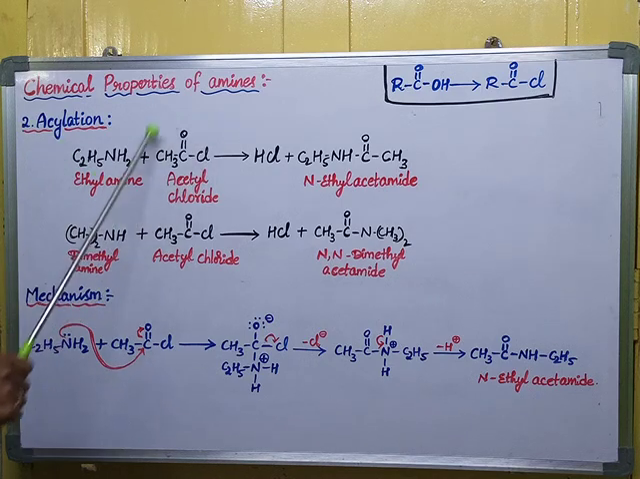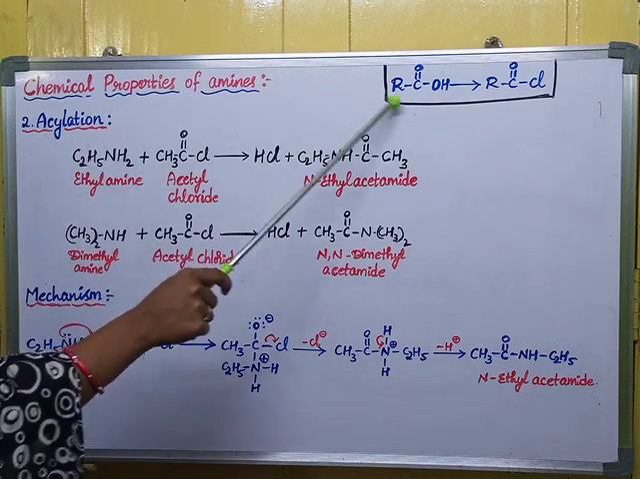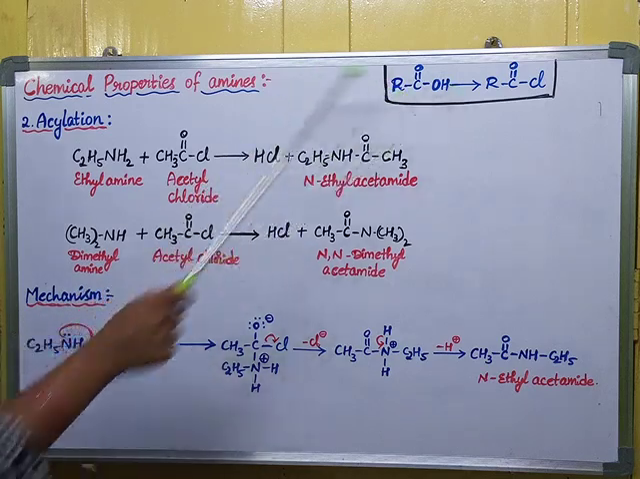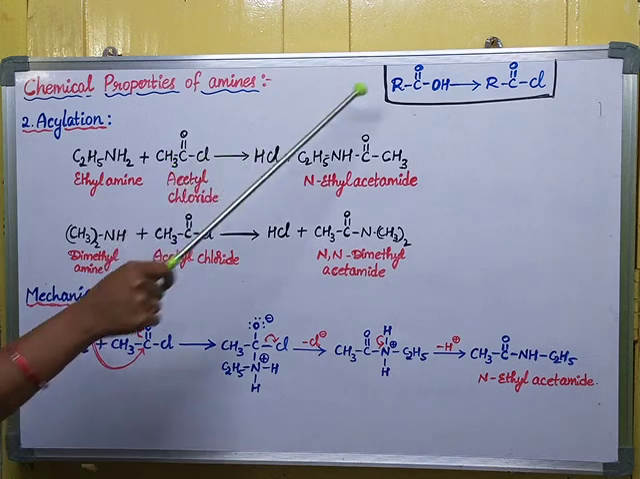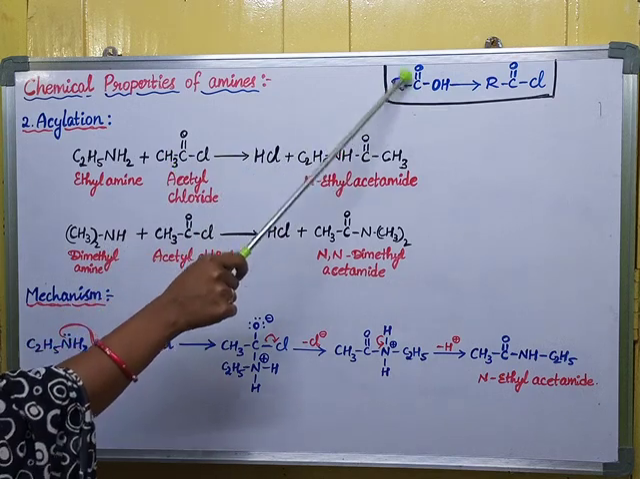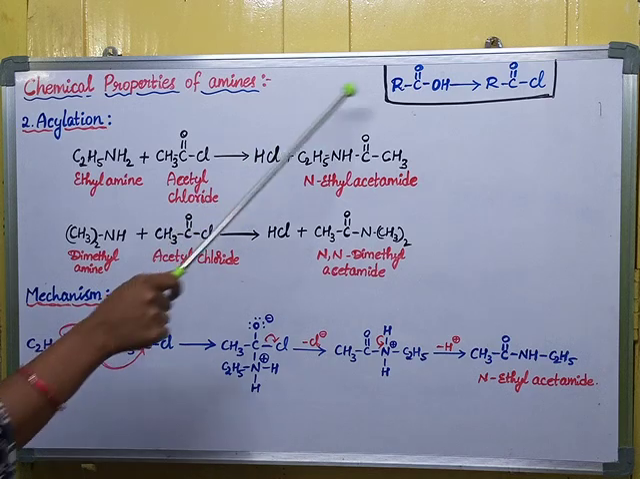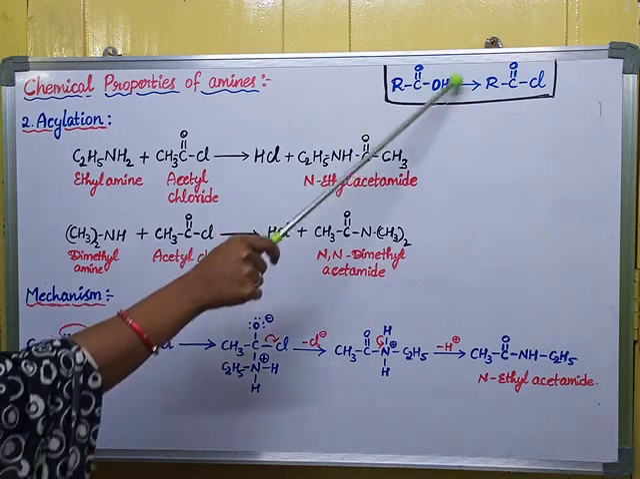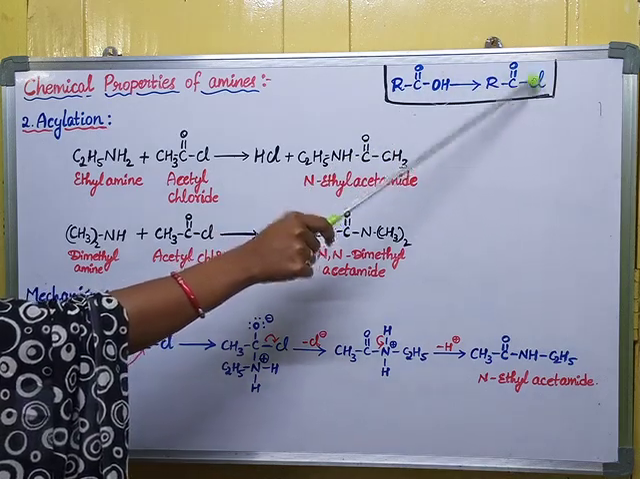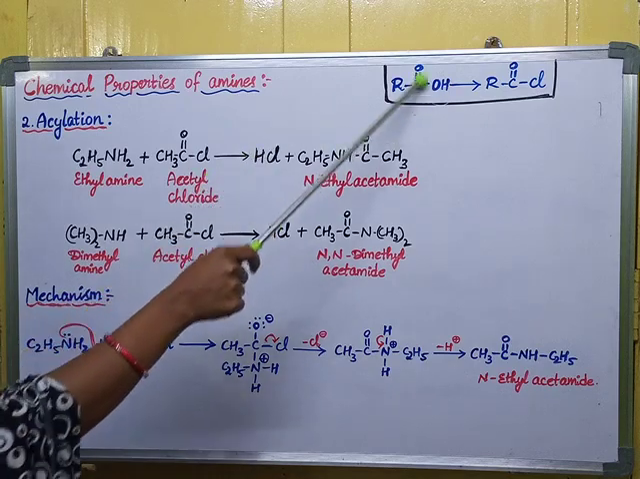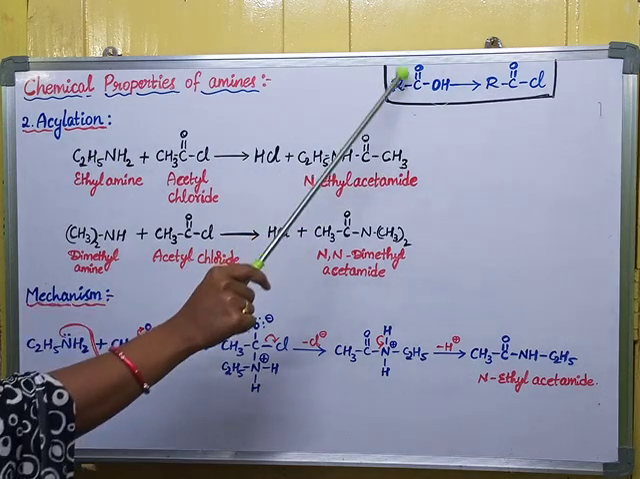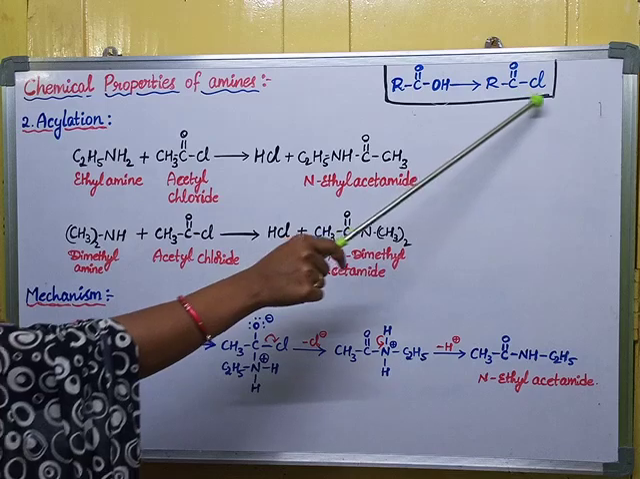So what do we mean by acyl chloride or acid chloride? If you take any acid, you already know the functional group of an acid is COOH. R attached to COOH, where R can be any alkyl or aryl group. Now if I replace this OH group with chloride, then I call it an acid chloride, since it is a derivative obtained from the acid.